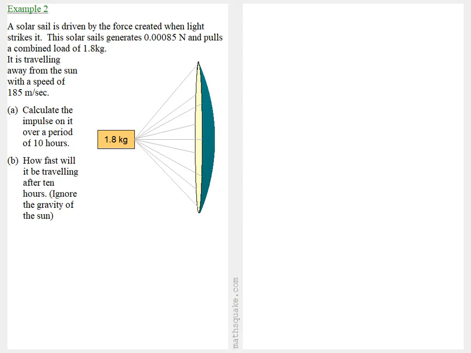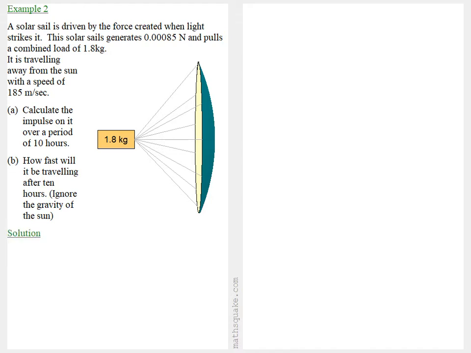Example 2. A solar sail is driven by the force created when light strikes it. This solar sail generates 0.00085 newtons and pulls a combined load of 1.8 kilograms. It's travelling away from the Sun with a speed of 185 meters per second. In Part A, we're asked to calculate the impulse on it over a period of 10 hours.